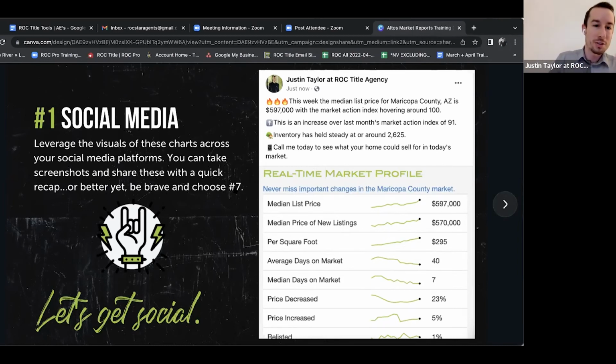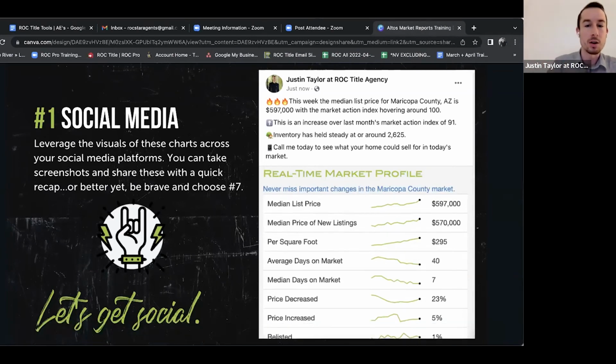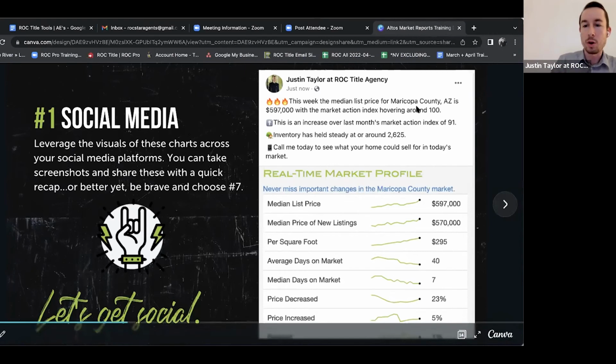So you just start thinking about maybe what number 7 is. It's something we all hate. But you can take screenshots of these, share them in here. I took this exact verbiage from the market recap that is given in the Altos. So this week's median price for Maricopa County AZ is 597, with the market action index hovering around 100, which is insane. And then another sentence is this is an increase over last month's market action index of 91. Inventory has held steady at or around 26.25.